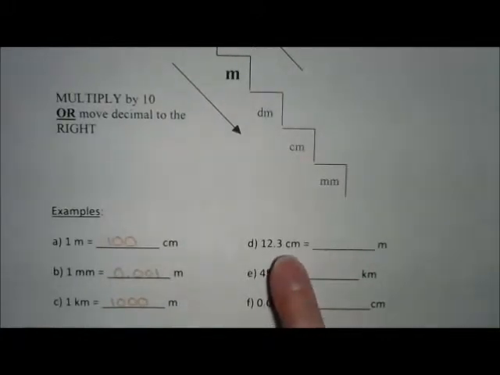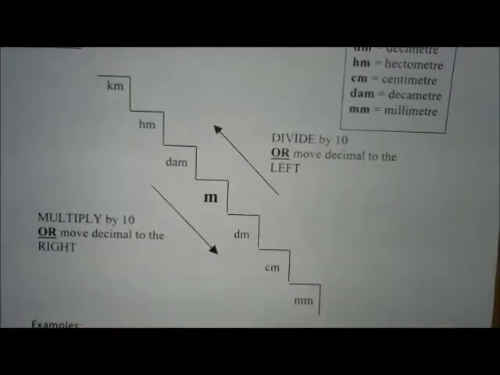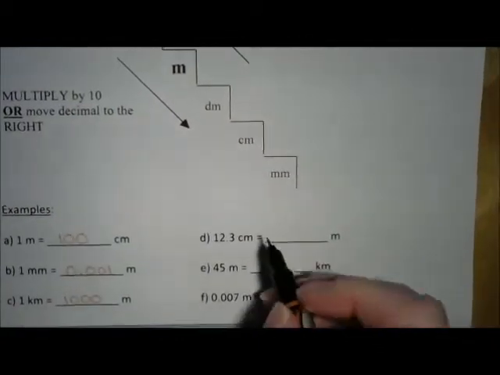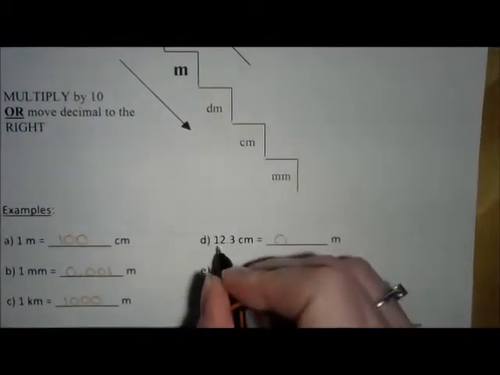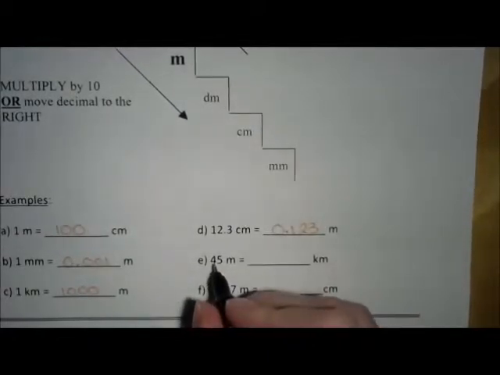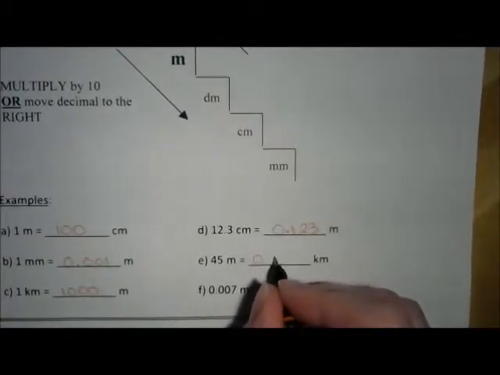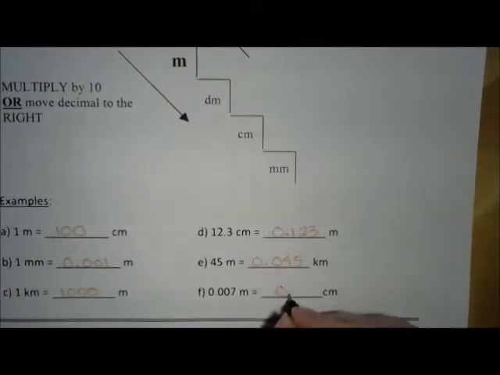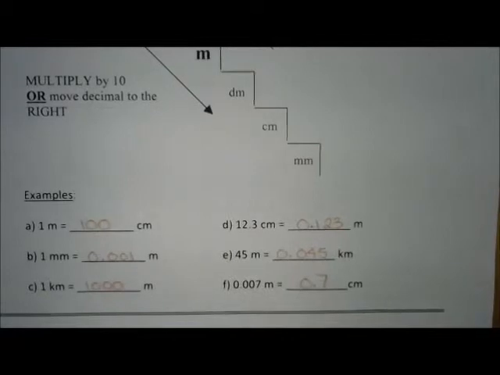12.3 centimeters. Okay. We would move the decimal place, 2, 1, 2 to the left. Think about it in different ways. Okay. So it would be 120.23 meters. 45 meters would therefore be 123.045 kilometers. And 0.007 meters would be 12.7 centimeters. Okay. So that's how you can use the staircase.